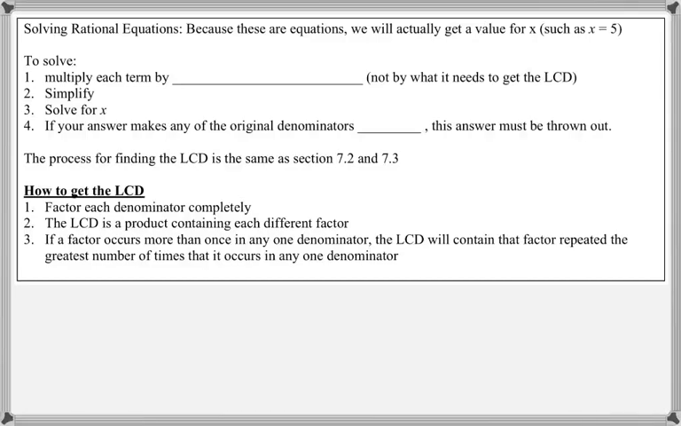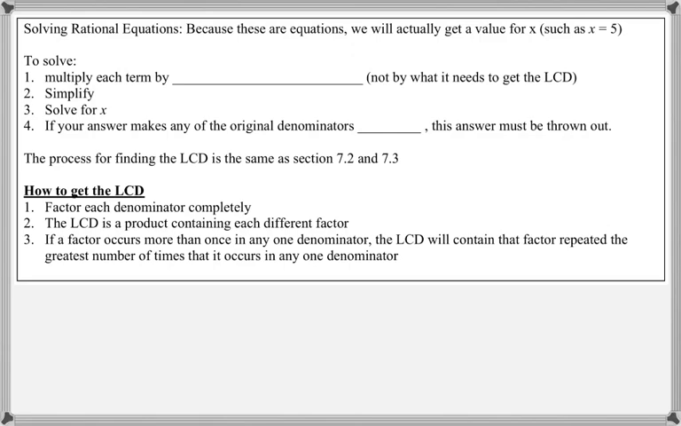Section 7.4 is on solving rational equations. Now this is similar but different to the previous sections. Because these are actually equations, so you're going to see an equal sign, we actually will get a value for x. So our answer could be something like x is equal to 5.